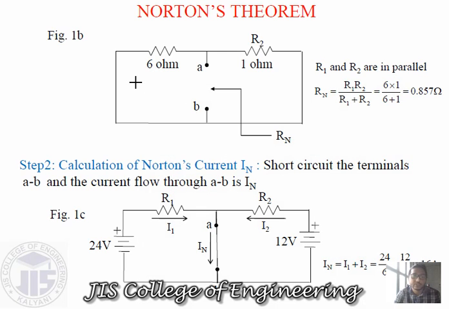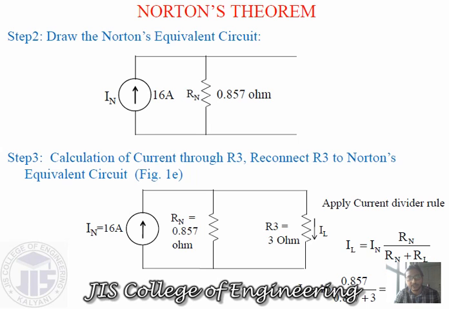Now we have to design the Norton's circuit. So how can we design that Norton circuit? Norton circuit means this Norton current and this Norton resistance will be connected in parallel, and the load resistance that we removed earlier should be connected in parallel with this circuit. So they will be connected over here and the circuit looks like this.